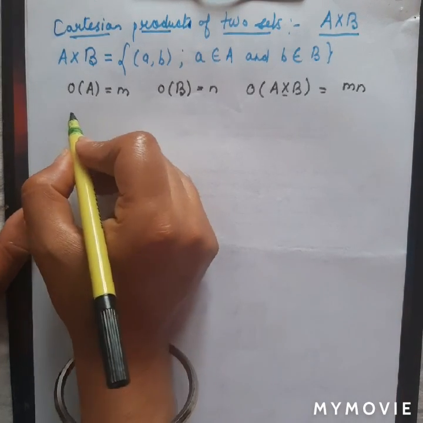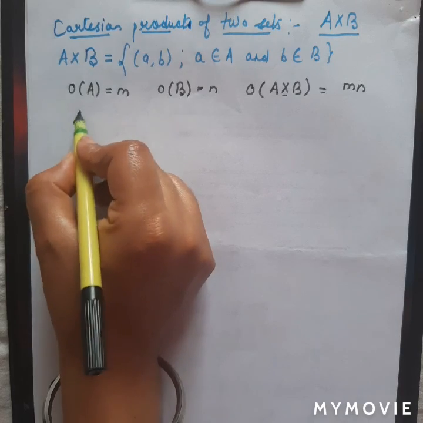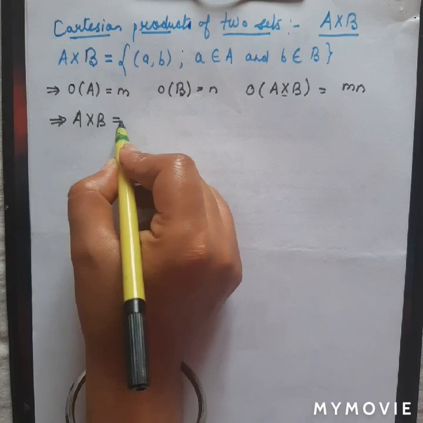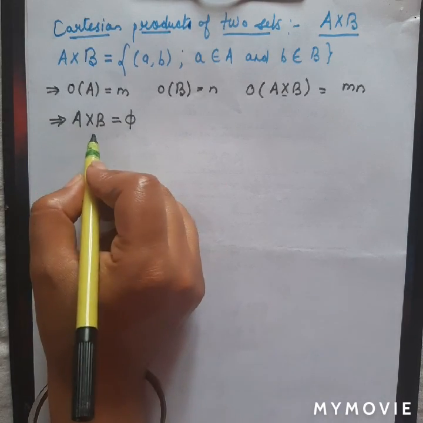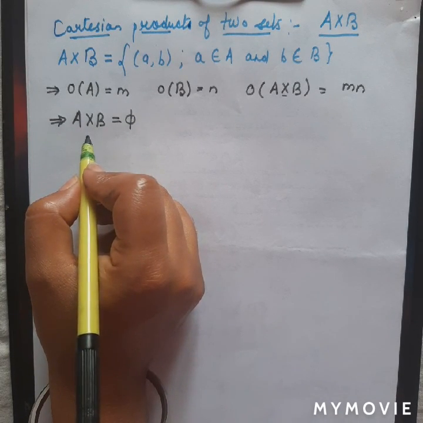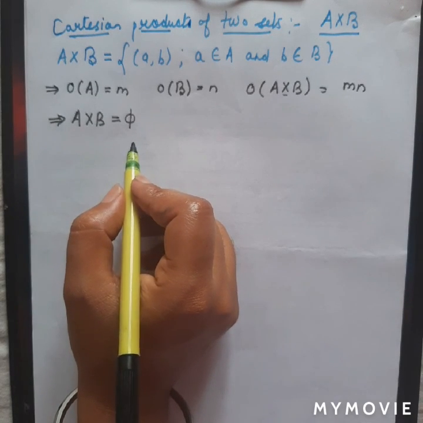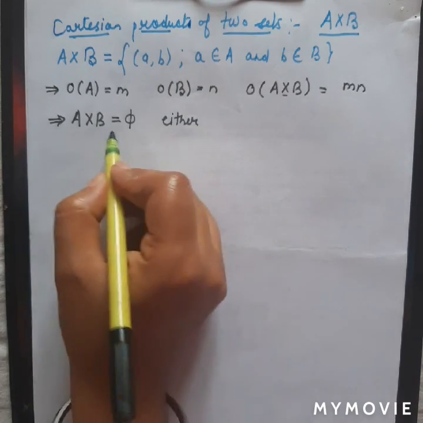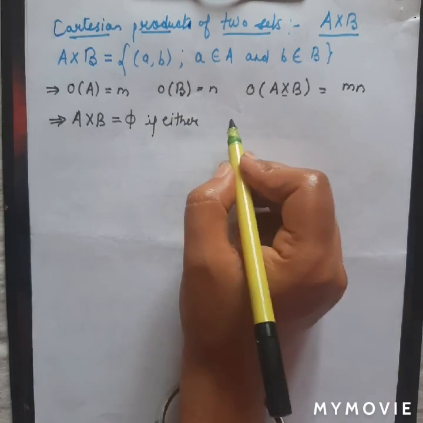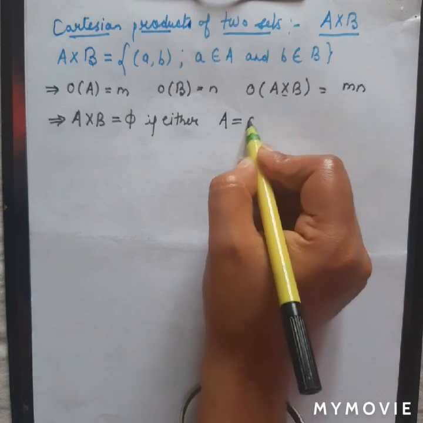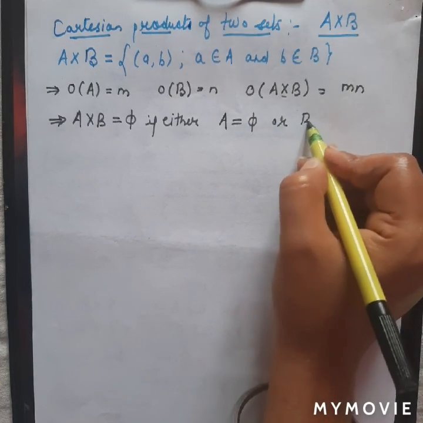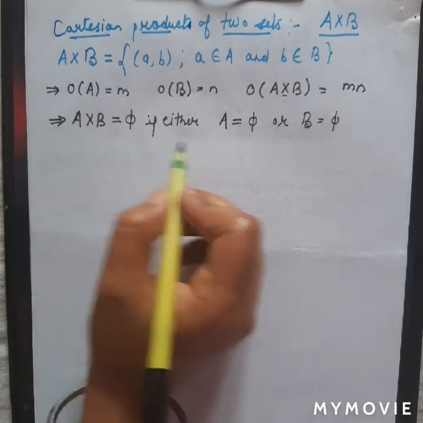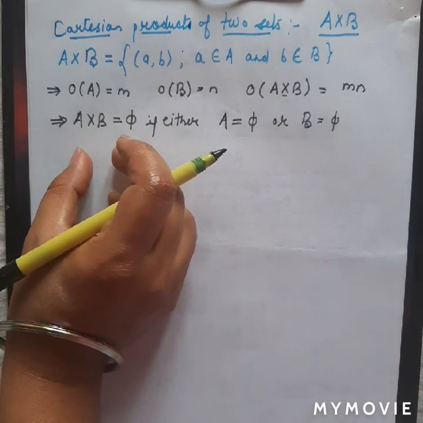In case of A cross B, so this is first. Second is, if A cross B is equal to phi, meaning the Cartesian product of two sets is equal to phi, it is a null set, a void set. Then this is possible only if either A is equal to phi or B is equal to phi. So if any set is equal to phi, then only the Cartesian product of two sets will be equal to phi.